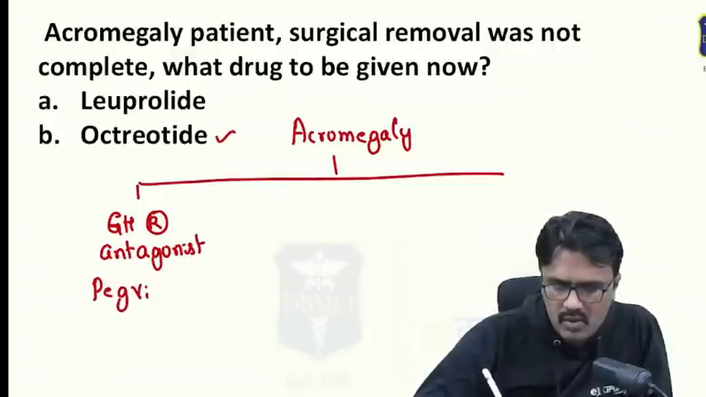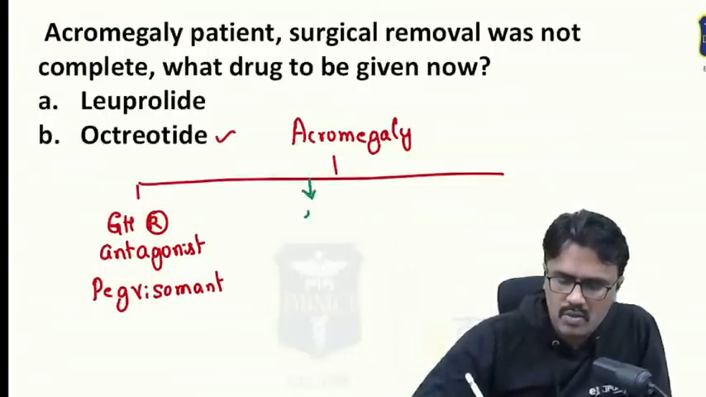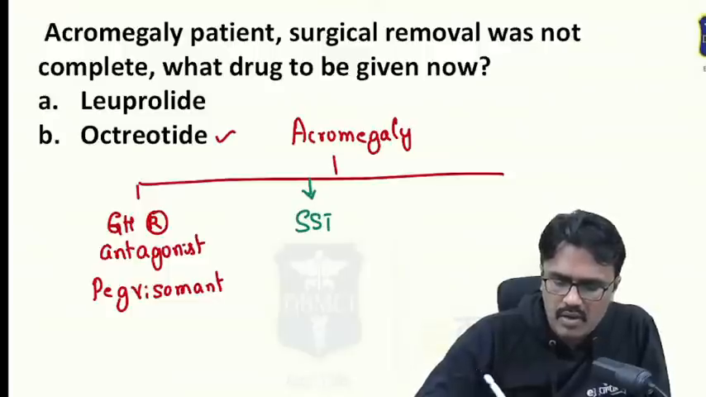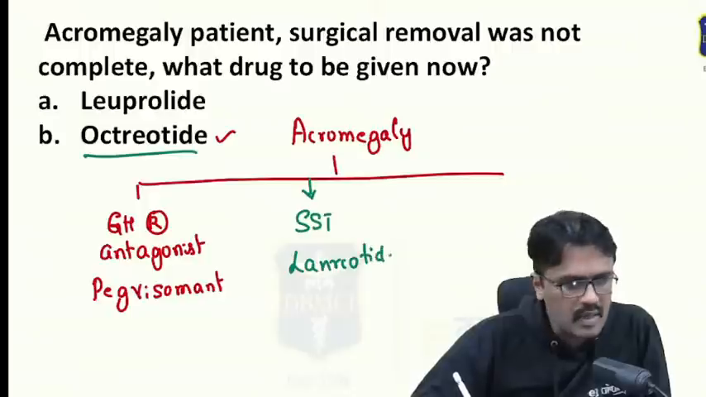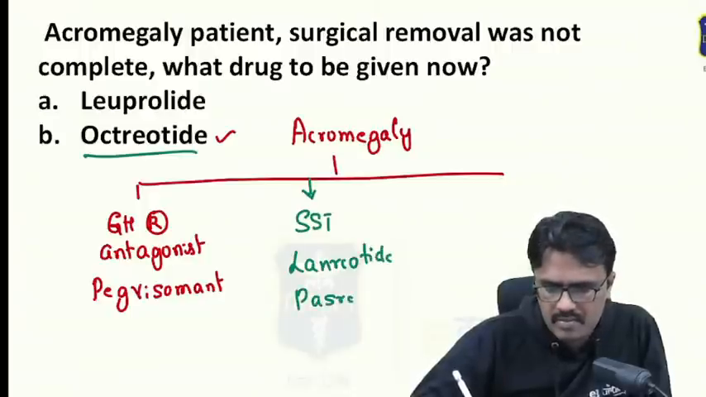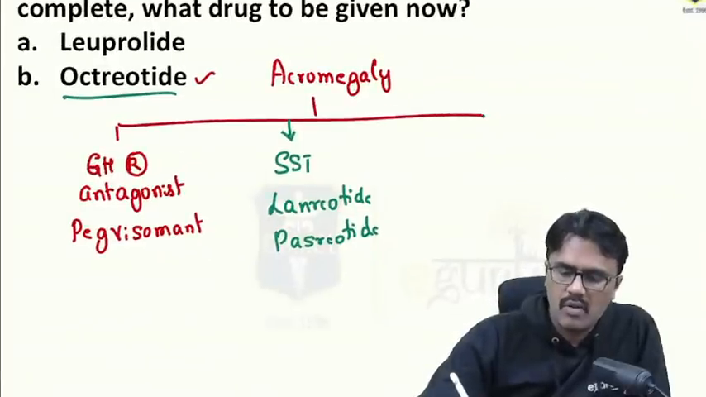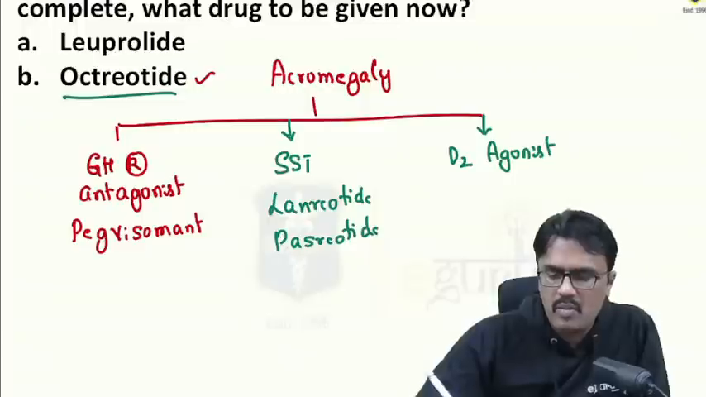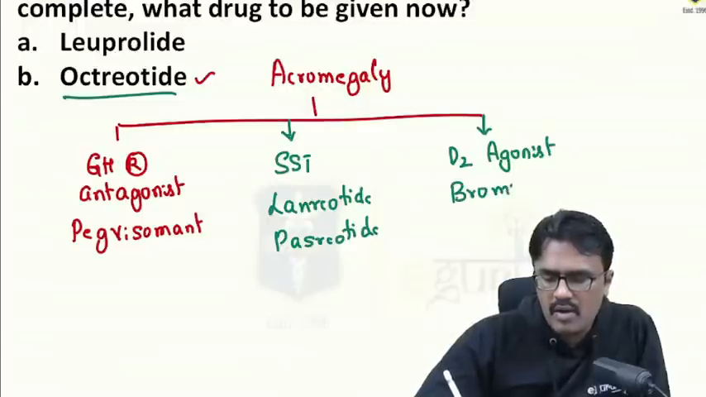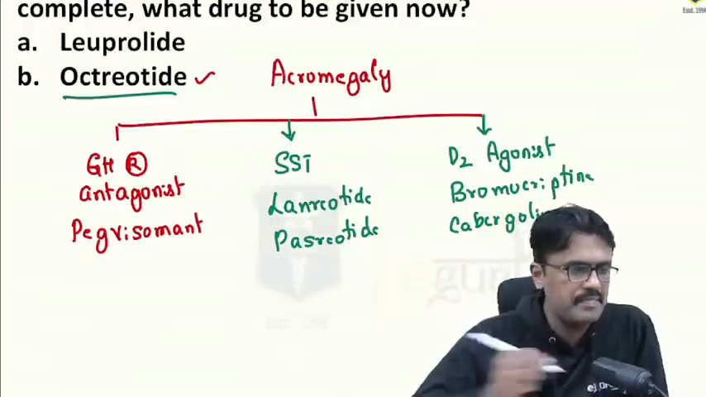This was a question which was already asked from the exam point of view. Second, you can use a somatostatin analog. They are octreotide. You can also use lanreotide. And one more is pasireotide. So these are the drugs. And one more important group is the D2 agonists. What are the D2 agonists? They are bromocriptine and cabergoline. So these are the drugs available for acromegaly.